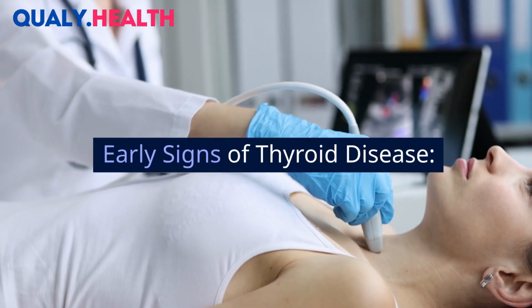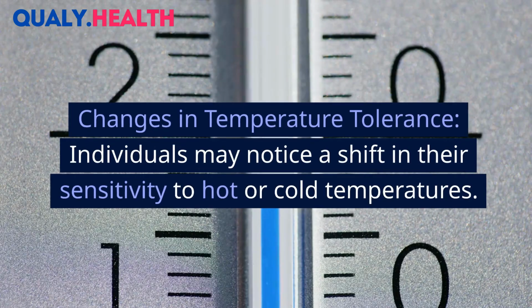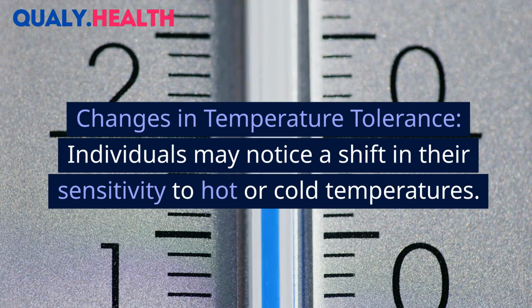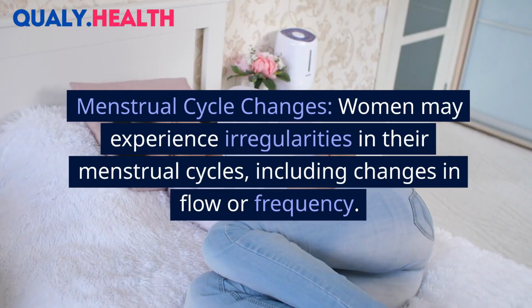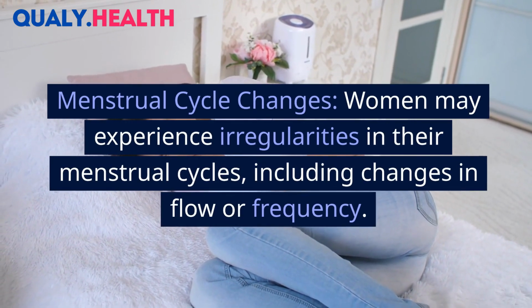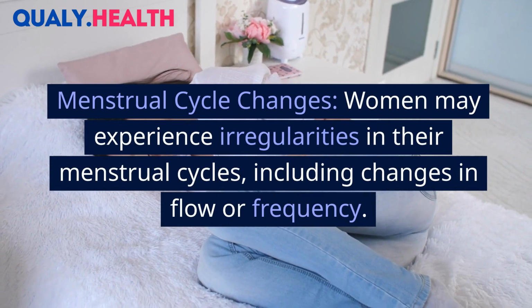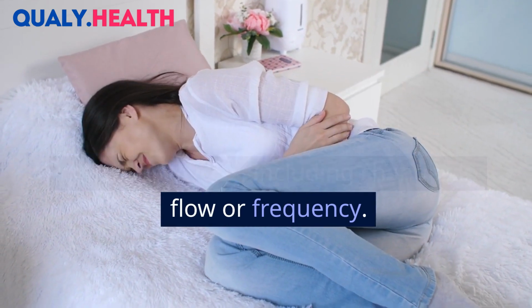Early signs of thyroid disease. Changes in temperature tolerance. Individuals may notice a shift in their sensitivity to hot or cold temperatures. Menstrual cycle changes. Women may experience irregularities in their menstrual cycles, including changes in flow or frequency.